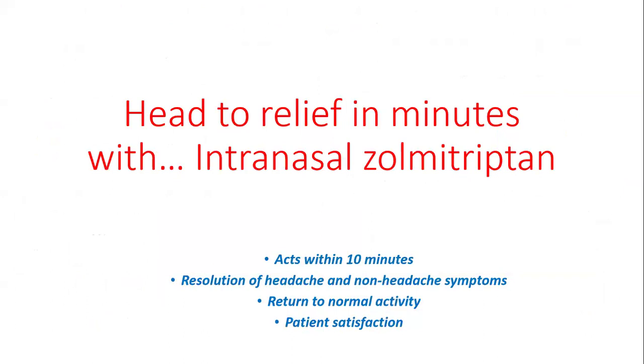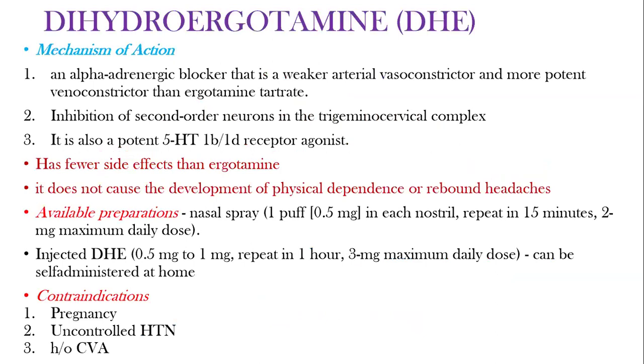So these studies conclude that zolmitriptan can be given in acute migraine attack. It acts within 10 minutes and other associated non-headache symptoms also resolve. And the patient can return to normal activity even after a single dose. And good patient response. So the last drug would be dihydroergotamine.